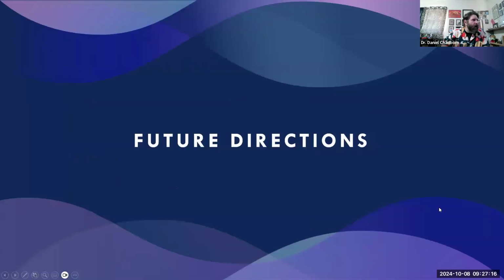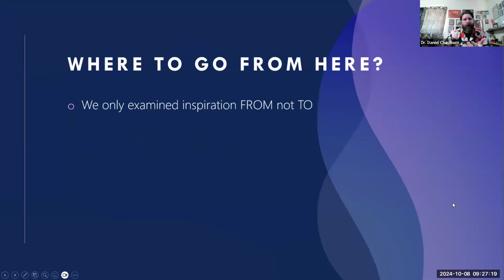So where does this take us? We really only examined the from side, inspired by, not inspired to do something, so we didn't look at outcomes. We did run two additional studies where we tried to change the source of that evocation. They would read the same inspiring passage and view the same pieces of art, and we would change whether that art was coming from an American versus a Chinese artist, as in-group versus out-group.